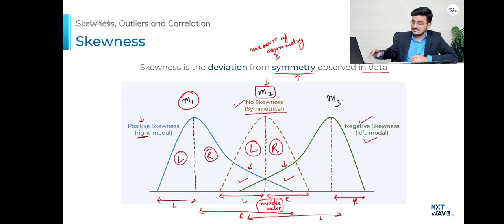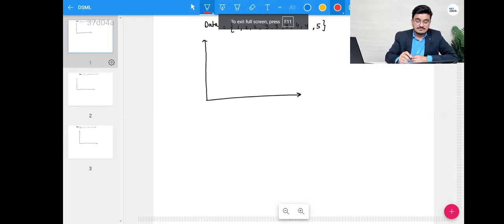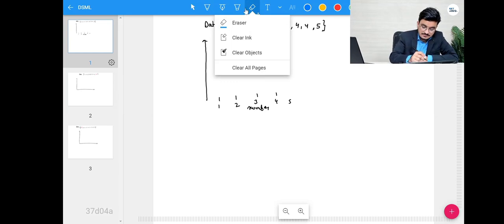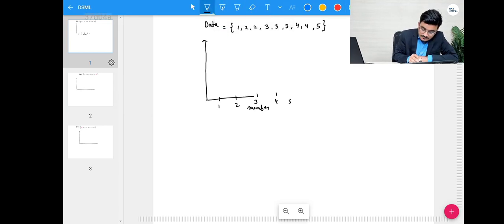Let's understand this further with an example. So let's say this is the data I have. My data is 1, 2, 2, 3, 3, 3, 4, 4, and 5. Let's first see how it will look if we plot this data. So on the x-axis, I want the numbers or the observations in my data. I only have 5 different observations, which are 1, 2, 3, 4, and 5, right?